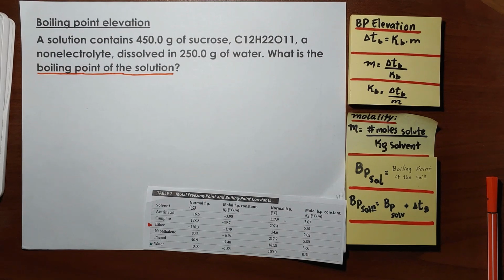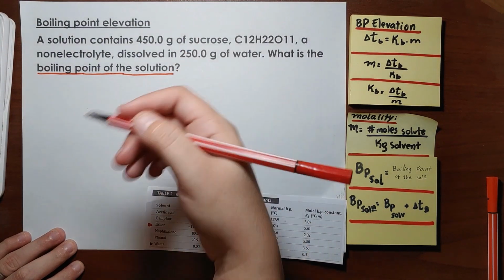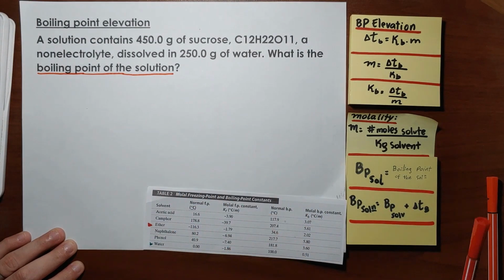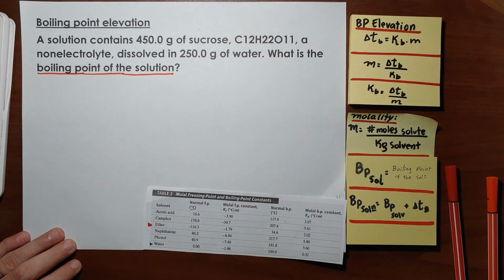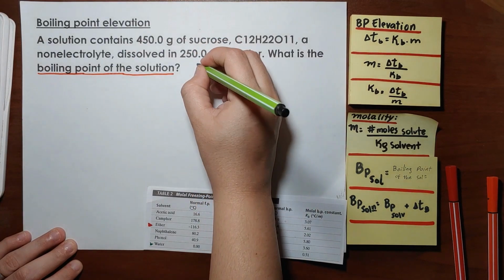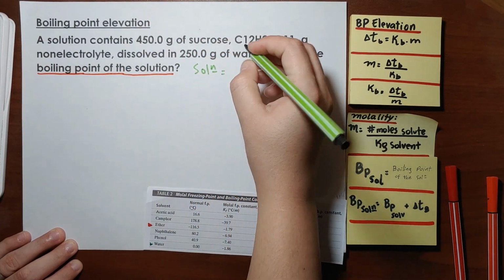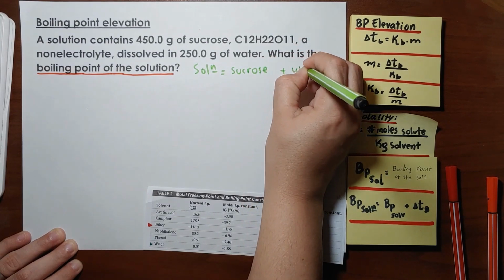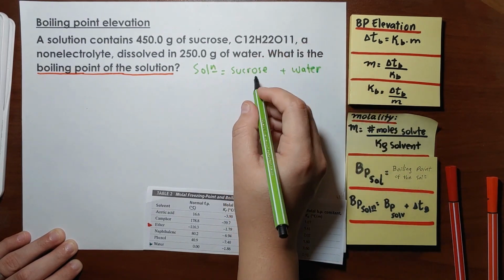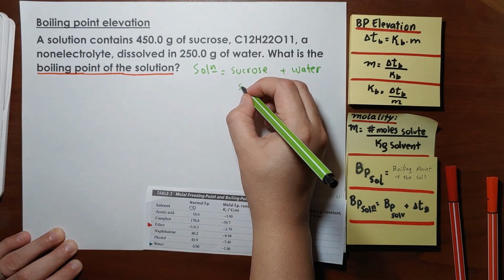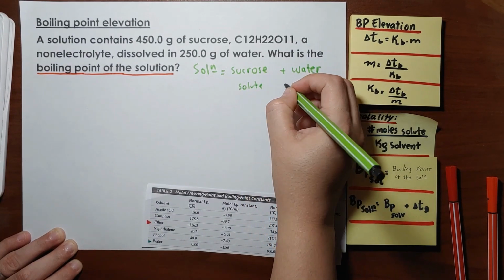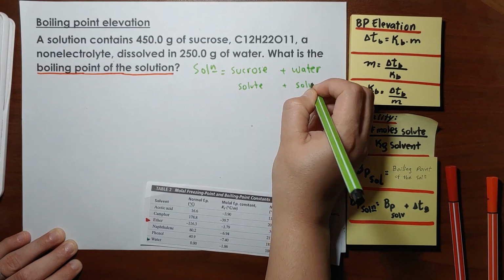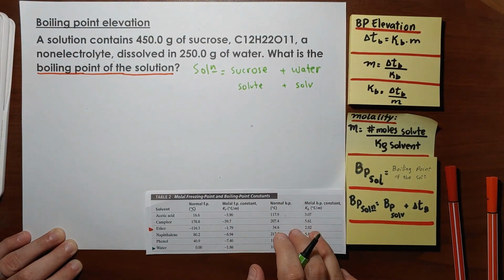So, what do we know? The solution is going to be made of what? The solution is made of sucrose plus water. So, sucrose is going to be my solute, and water is going to be the solvent. Now, what do we know about this?